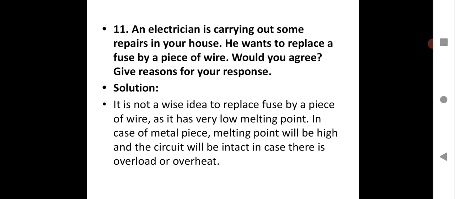As I told you, you should have a proper fuse, you should have an MCB, as it has a very low melting point. In case of a metal piece, the melting point will be high and the circuit will be intact in case there is overload or overheat. So in case of overheat, the wire which has a high melting point will not break. It will continue to allow electric current to pass, and that can cause overloading or short circuiting. So it is not feasible, not advisable to have a piece of wire.